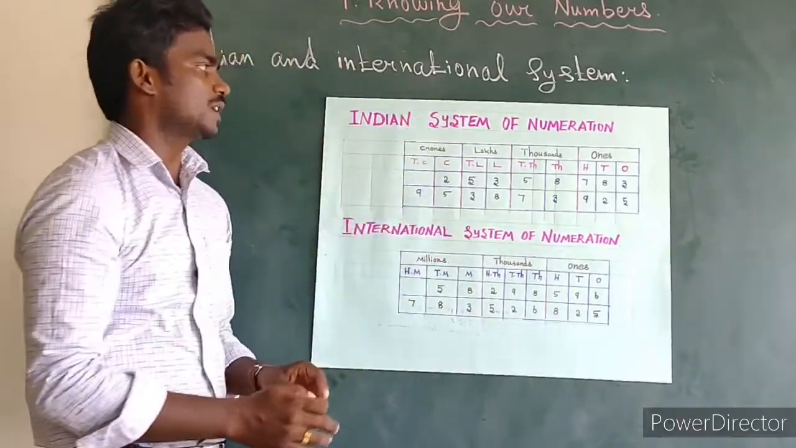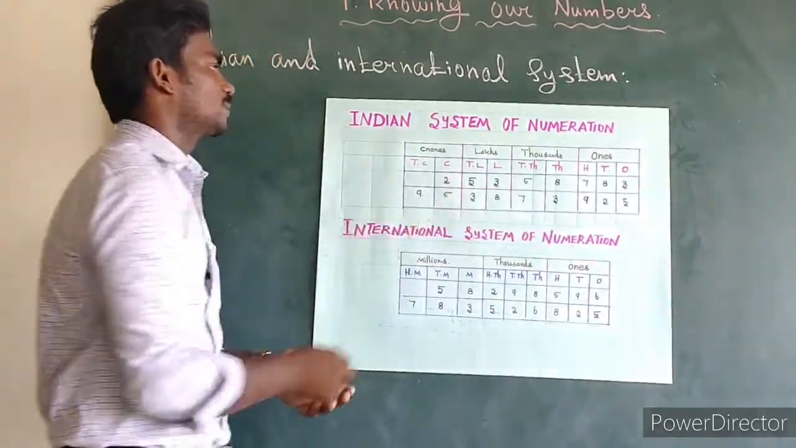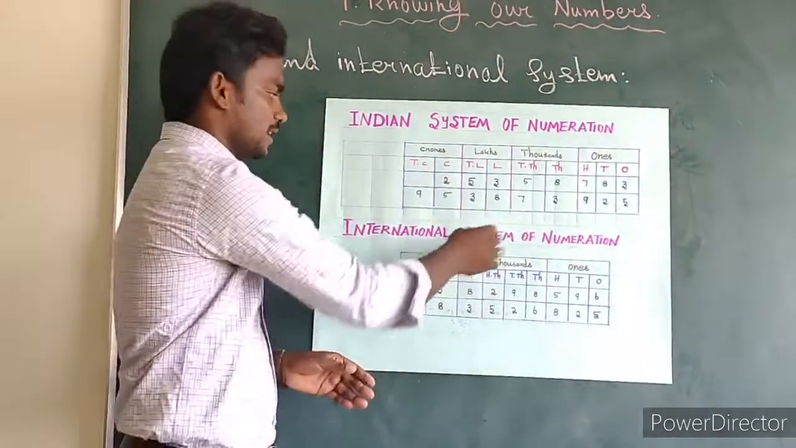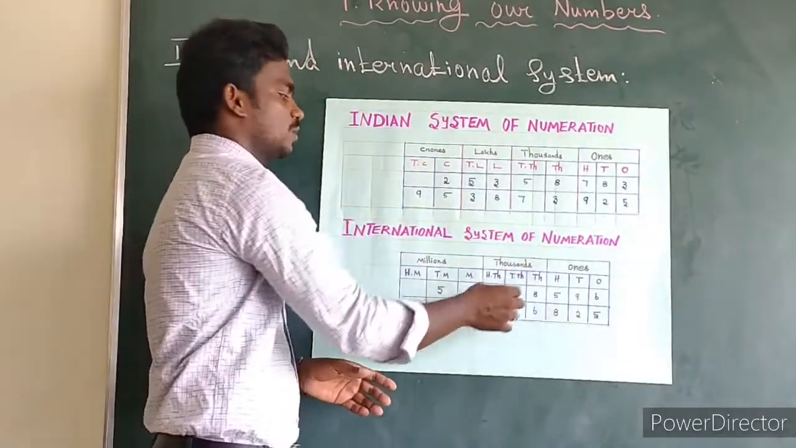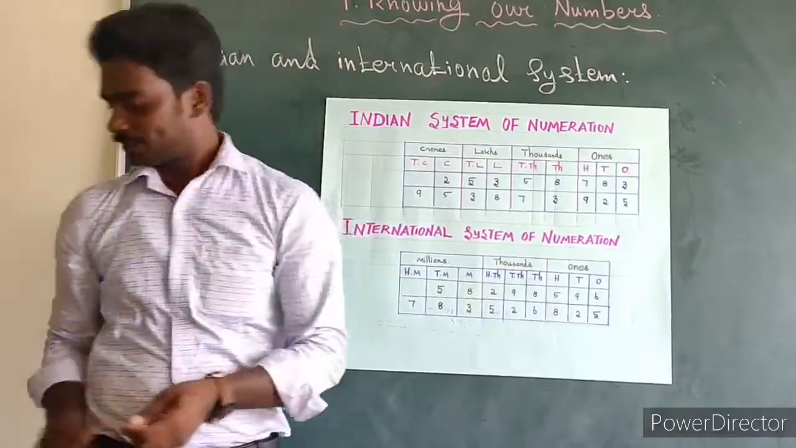In the Indian system of numeration, the ones place has 3 digits, and the thousands, lakhs and crores places contain only 2 digits. But in the international system of numeration, the ones place, thousands place, millions place, all the place values contain 3 digits.